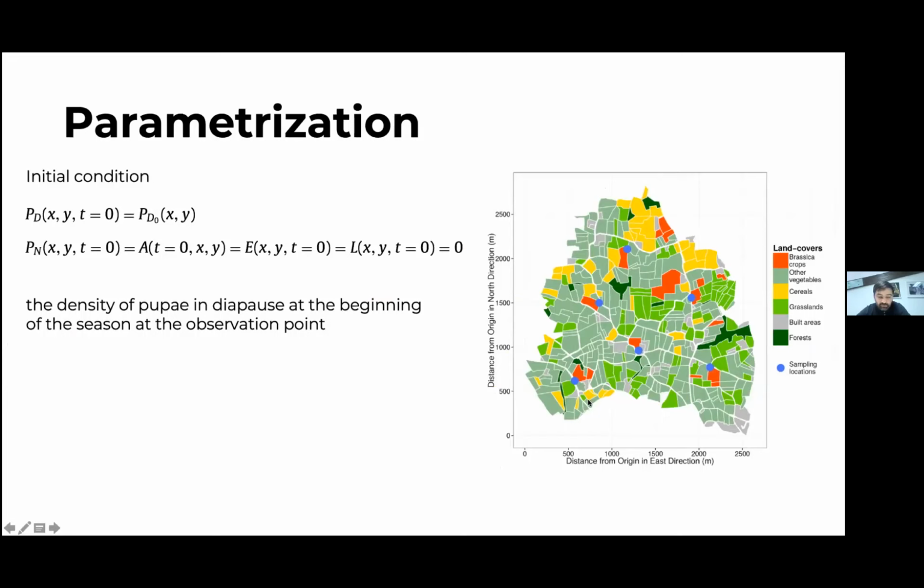So the good thing is that we have data from the field, but we don't have a lot of data. What you see is the blue dots are the sampling locations. This is mainly inside the bicycle. They have some traps, and they count the number of flies.